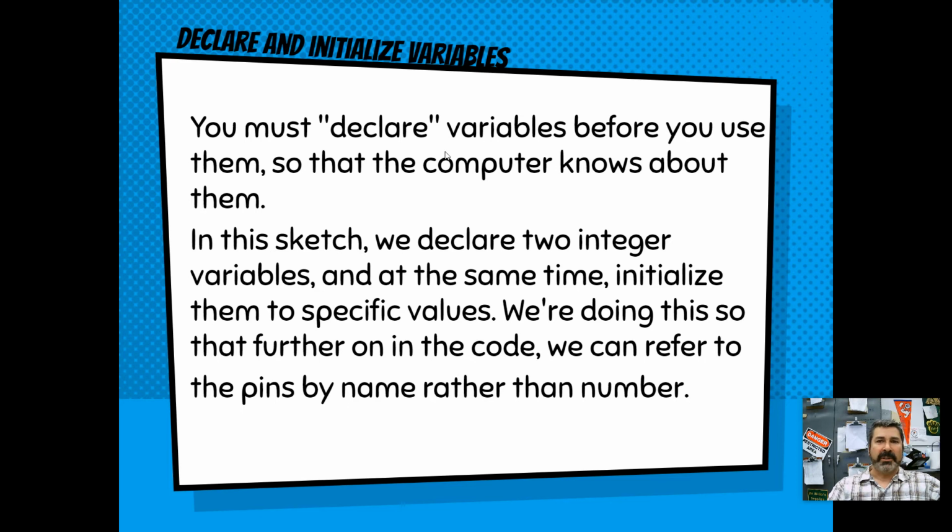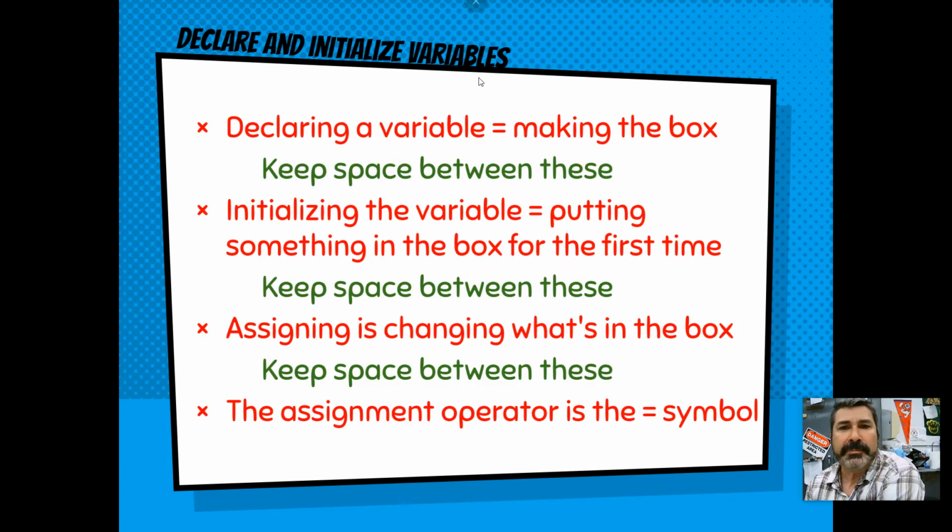All right. You must declare variables before you use them so that the computer knows about them. In this sketch, we declare 2 integer variables and at the same time initialize them to specific values. We're doing this so that further on in the code, we can refer to the pins by name rather than number. We're going to see what that looks like. All right, so I want you to write this down, okay? But I want you to get a whole page and put a lot of space between these because as we go, we're going to fill in some blanks on this stuff. So write this down, a lot of space, write this down, a lot of space, write this down, a lot of space, and then write this down. Write all those notes down, okay?